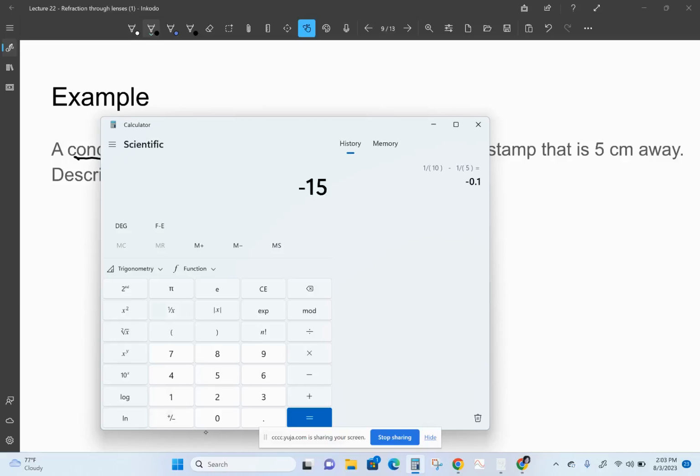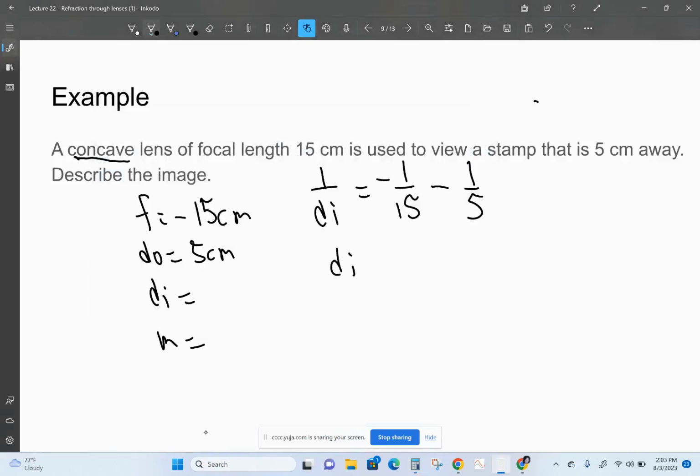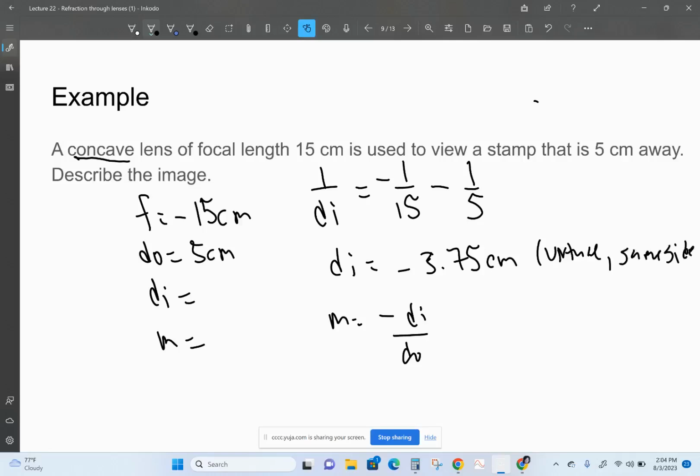Negative 1 over 15 minus 1 over 5 equals negative 0.2666, and take 1 over that, and we're getting negative 3.75. So di equals negative 3.75 centimeters. m is going to be negative di all over do. So notice that this is negative, so it is virtual. It's going to form on the same side as the object, and it should be upright.